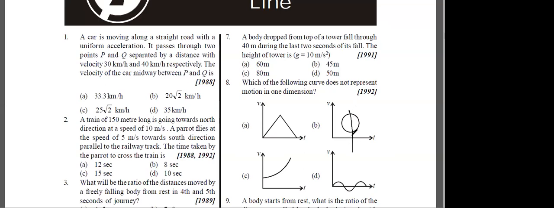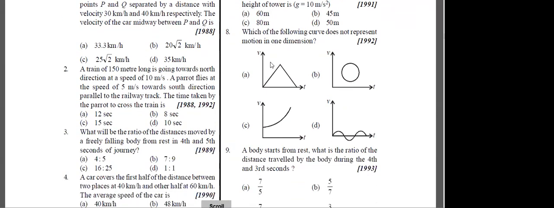Think about it now. Can an object have two velocities at the same time? Common sense, right? This is not even a problem of physics. Very basic problem. Can any object have two velocities at the same time? No. So the answer is B, correct.